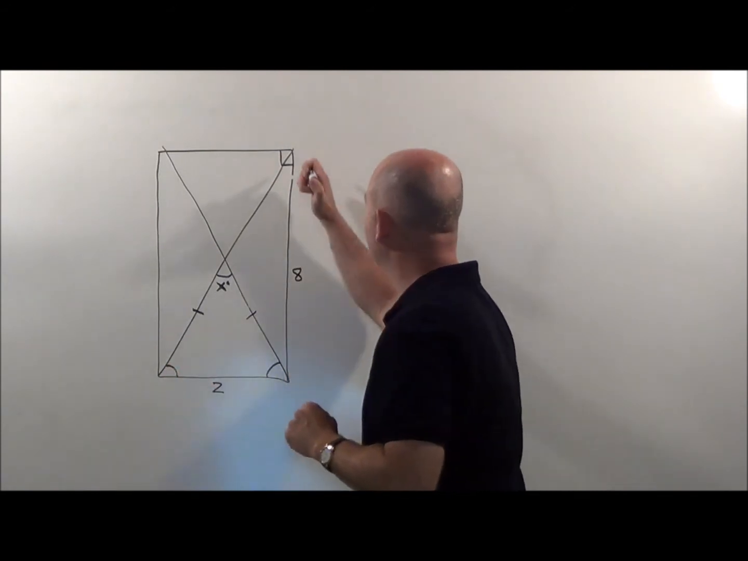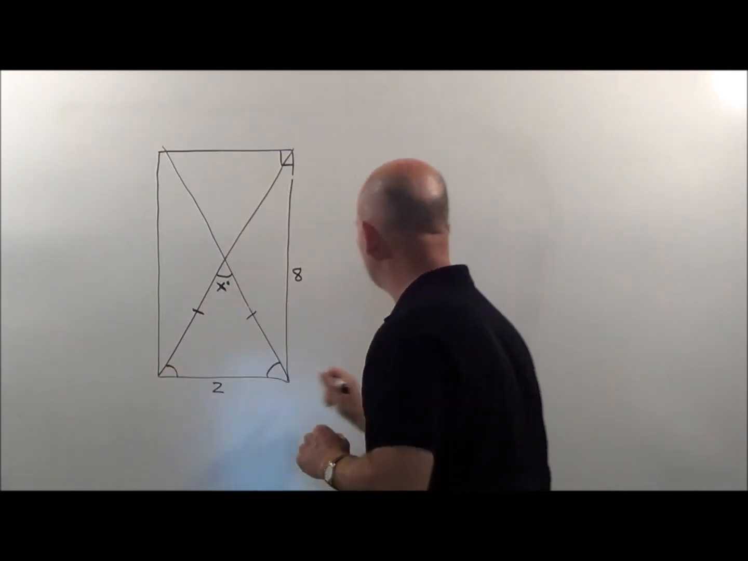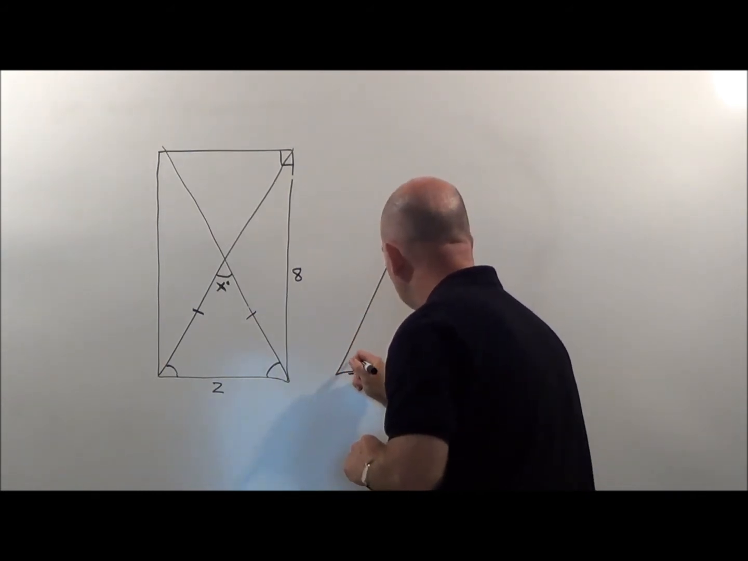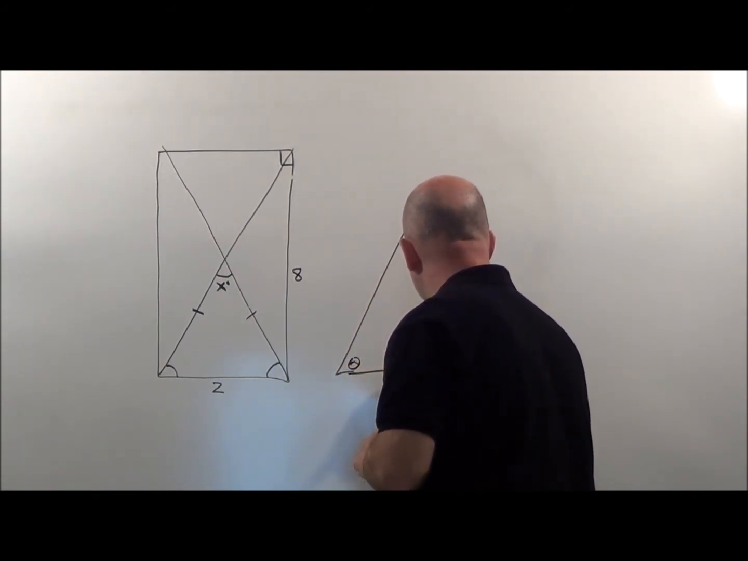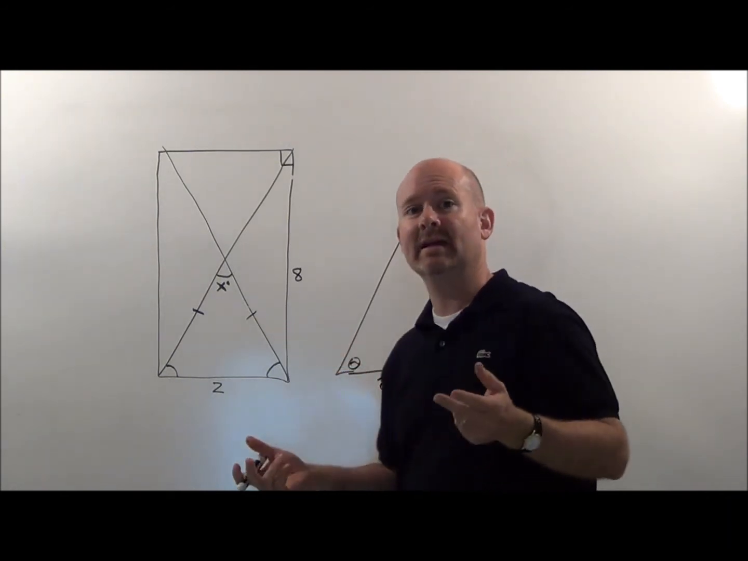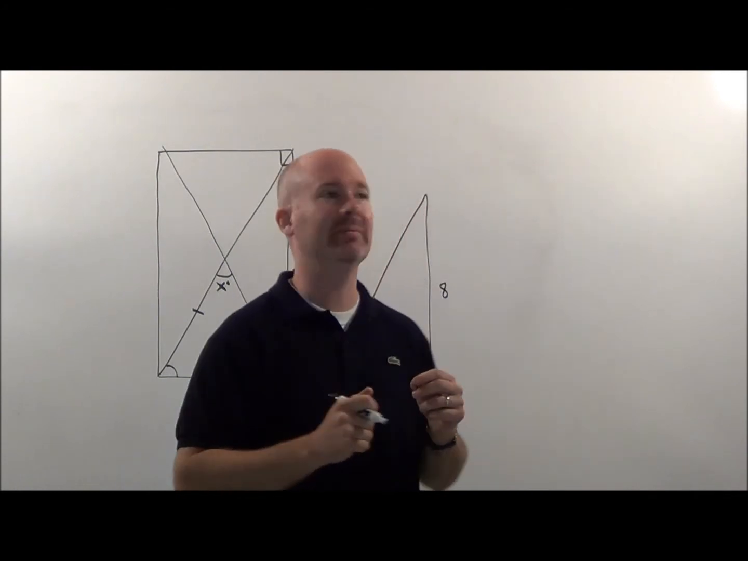Well, notice we have a nice big right triangle right there. Let's redraw it a little bit. How can I find theta there? Knowing that that's 90, this is 2, this is 8. Wait a second. That's where my trig functions come into play.